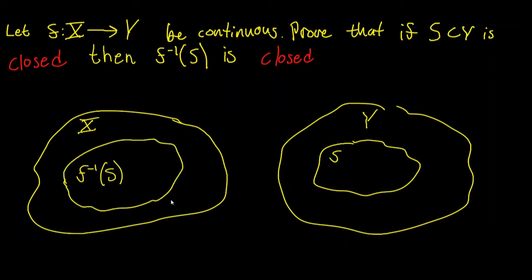also closed. So we want to prove that the inverse image of s is closed, given that it's the inverse image of a set under a continuous function. And remember, this corresponds really nicely to another thing that we've proved in a previous video. And that thing that we proved was: prove that if s is an open set in y, then the inverse image of s is open.